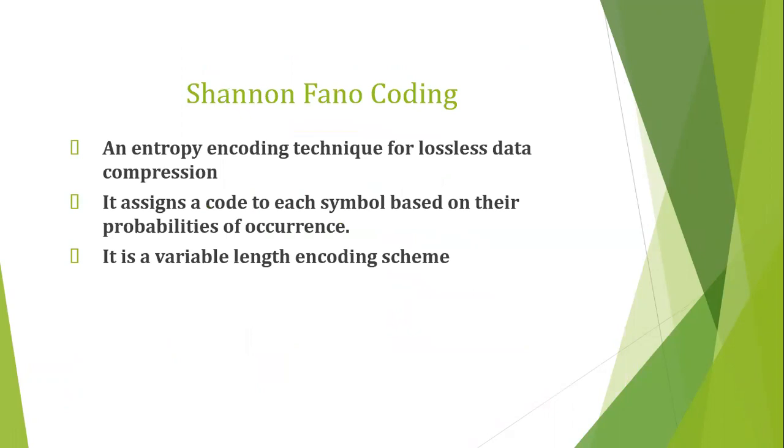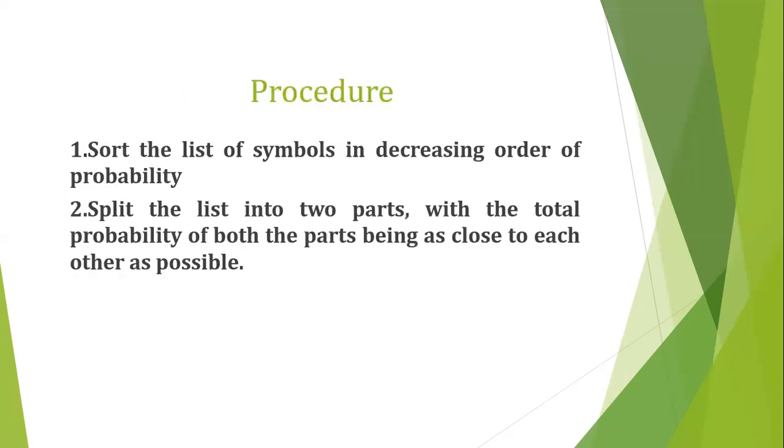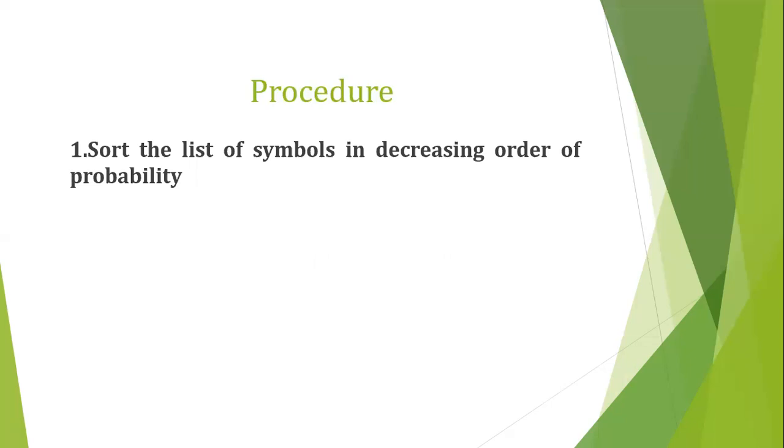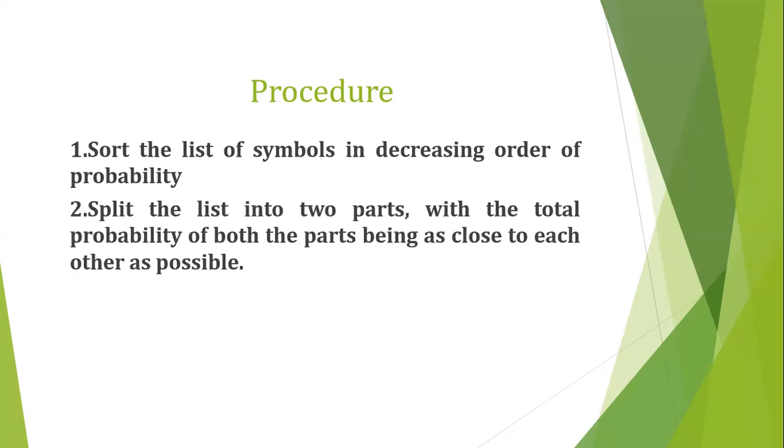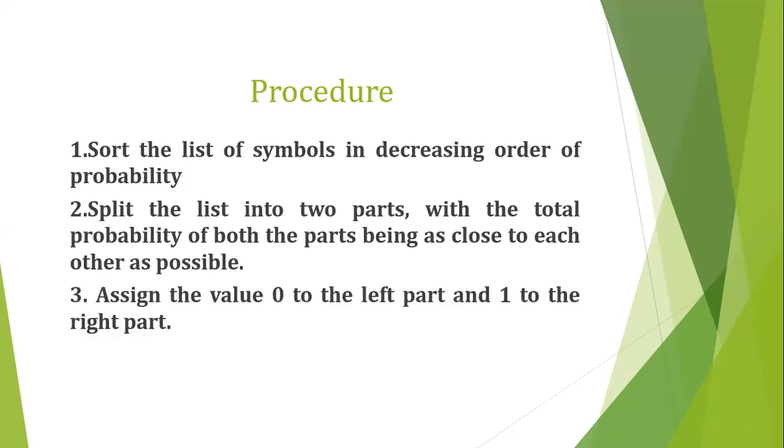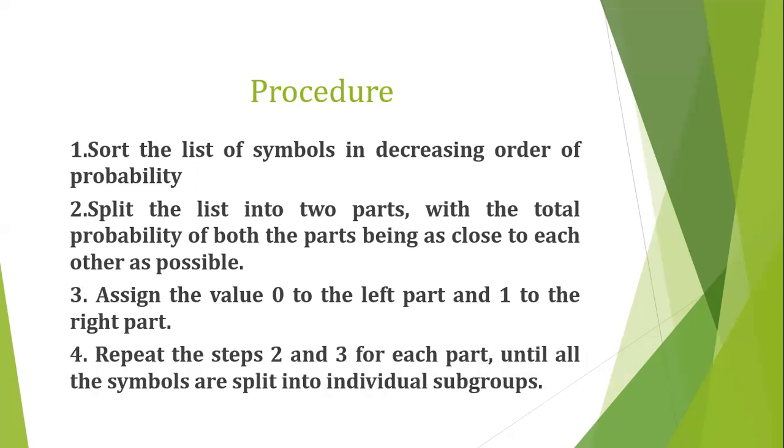Shannon-Fano coding is an entropy encoding technique for lossless data compression. It assigns a code to each symbol based on their probabilities of occurrence. It is a variable length coding scheme. The procedure is: first, sort the list of symbols in decreasing order of probability. Next, split the list into two parts with the total probability of both parts being as close to each other as possible. Then assign the value 0 to the left part and 1 to the right part. Iterate steps 2 and 3 for each part until all symbols are split into individual subgroups.